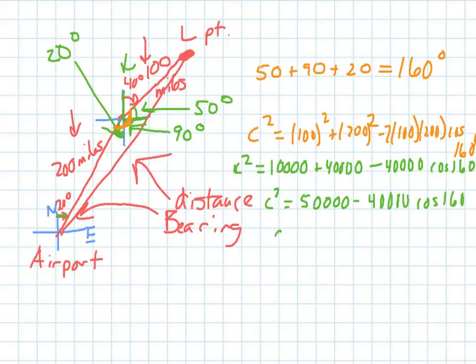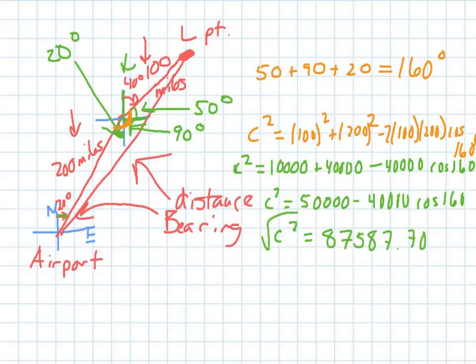Okay, at this point I'll have to plug it into my calculator because I can't put any more like terms together. And I definitely do not know what cosine of 160 is in my head because that's not on a unit circle. So cosine of 160, make sure your calculator is in degrees. So I get 87,587.70483, something like that. Okay?